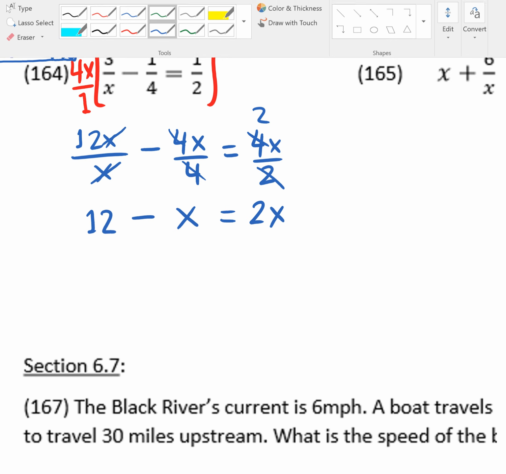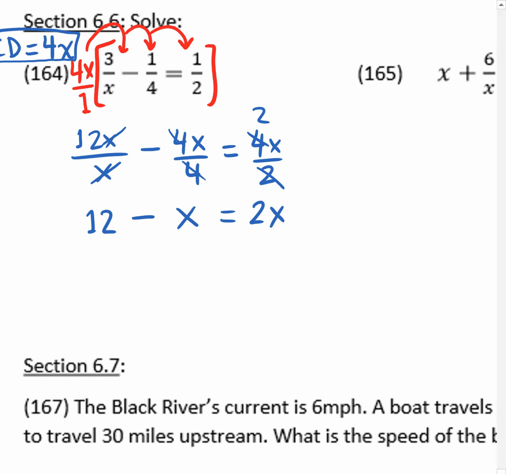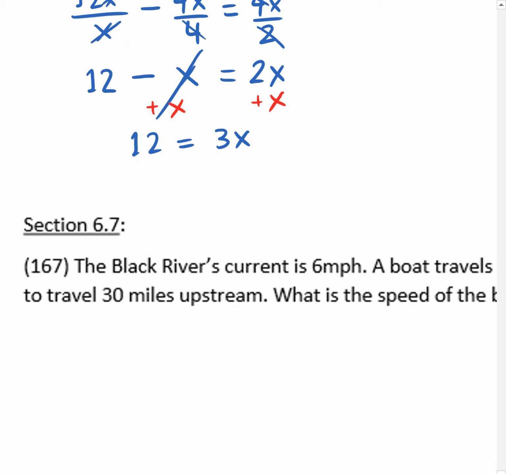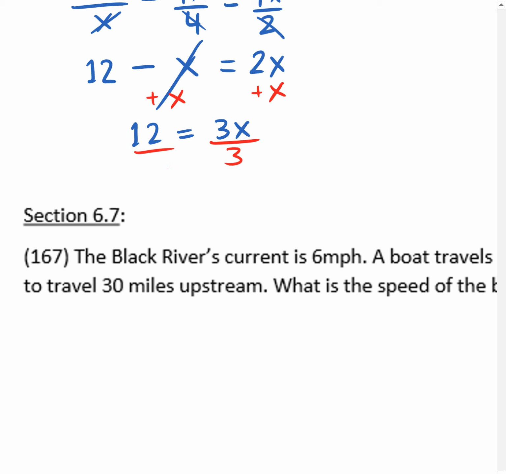And now this equation is really simple to solve. I almost don't believe my luck right now. I'm going to get the x's together by maybe moving this x to the right side. That way 12 is all by itself. It's equal to 3x. And my last step will just be to divide by 3. There we go. X must be 4. Beautiful.